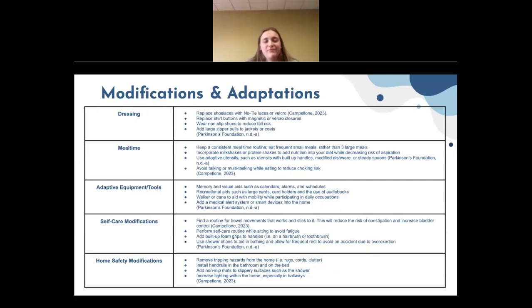Using a walker or a cane to aid with mobility while participating in daily occupations, and then adding in a medical alert system or smart device within the home. So if you do experience a fall, you can alert somebody and get the help that you need.